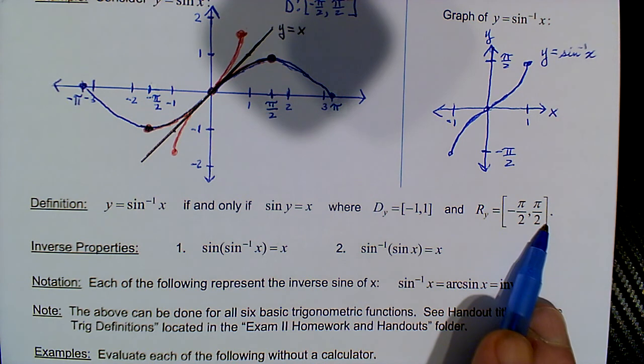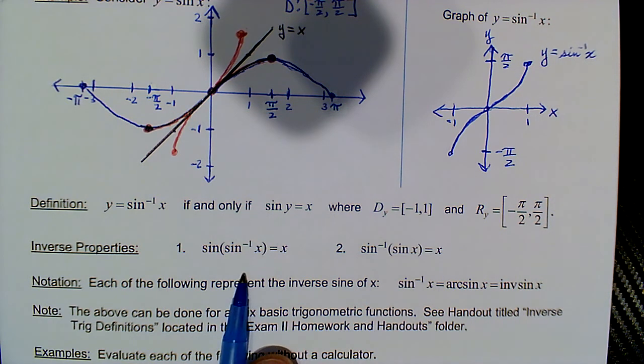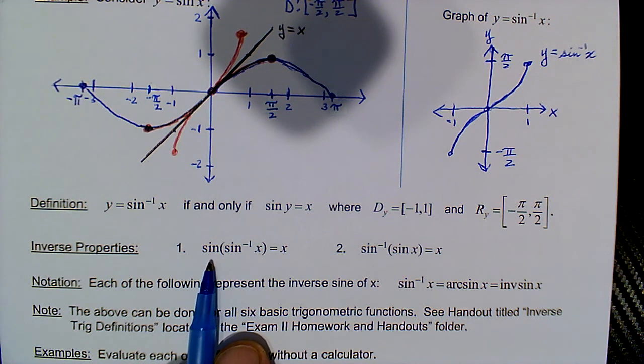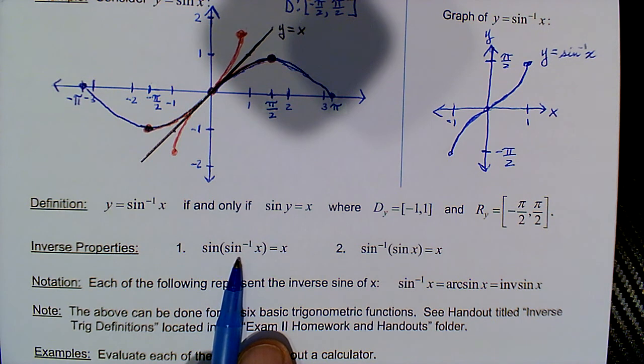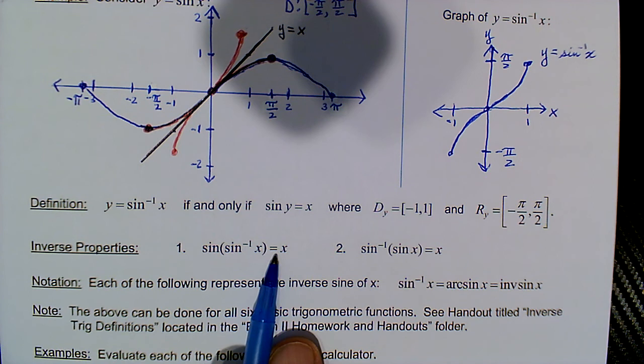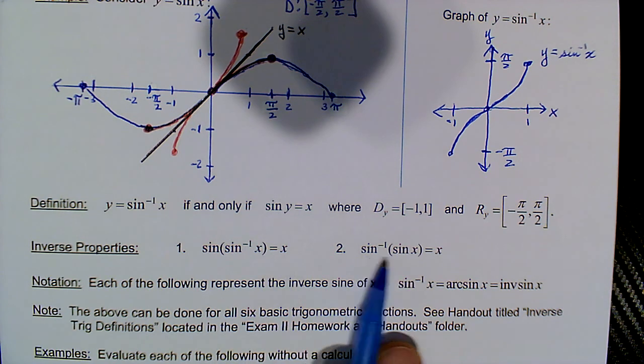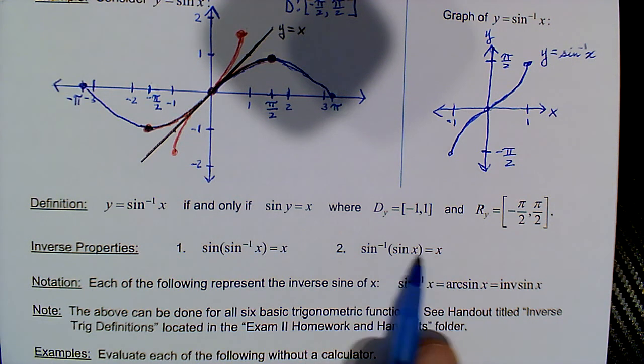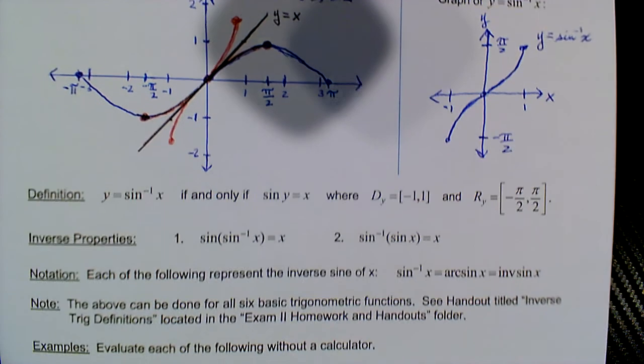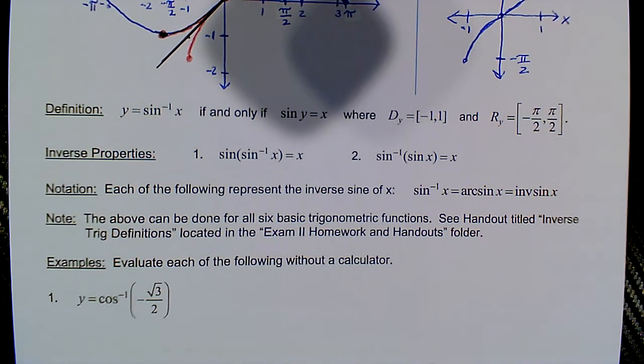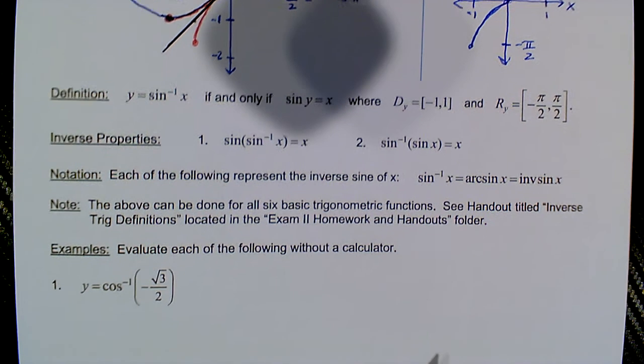And we do have a consequence of being inverses. We have the inverse properties, just like we had with e and ln. Sine basically undoes the inverse sine, so the sine of the inverse sine of x is equal to x, and vice versa. The inverse sine undoes the sine function, so the inverse sine of the sine of x is also equal to x. Remember, there's no cancellations here. These are consequences of them being defined to be inverses of each other.